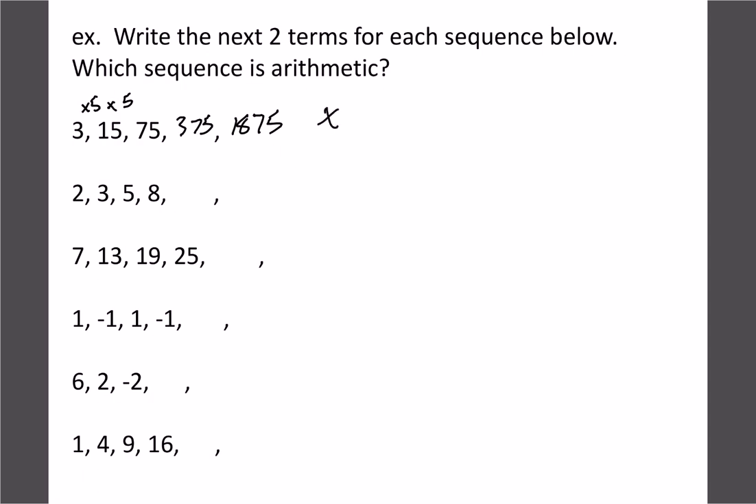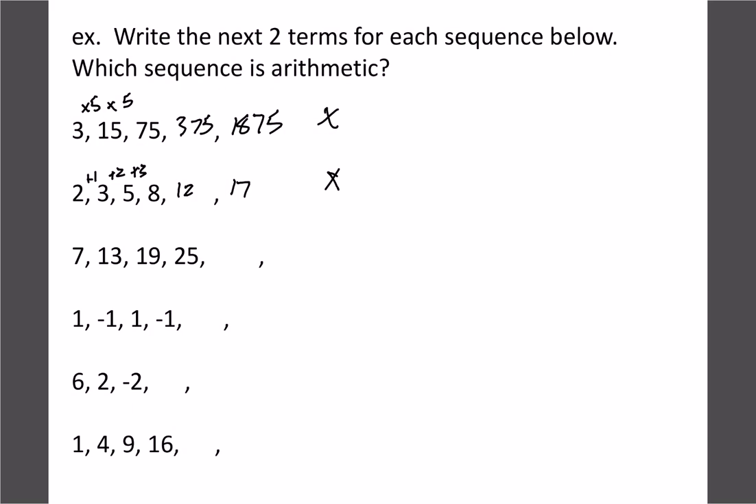Let's try the next one. We have 2, 3, 5, 8. You can see we added 1, then we added 2, then we added 3, so it's following a pattern. If we add 4, we would get 12. Add 5, we get 17. We're adding something different each time, so that one's not going to be arithmetic.